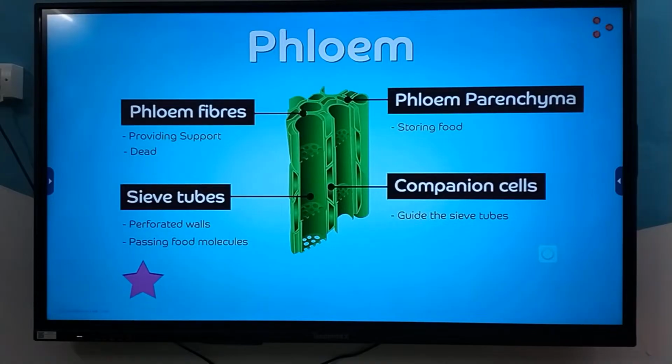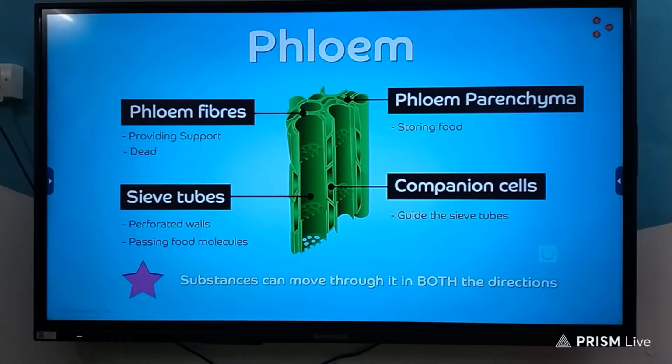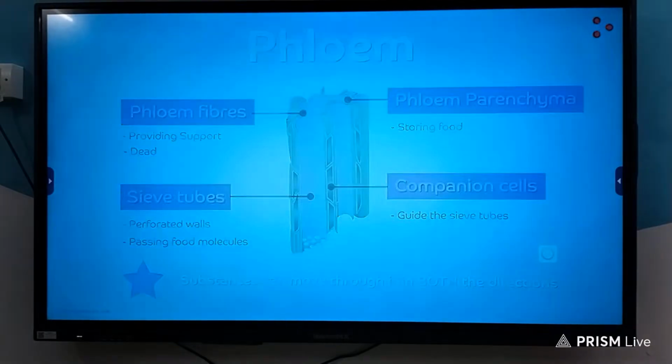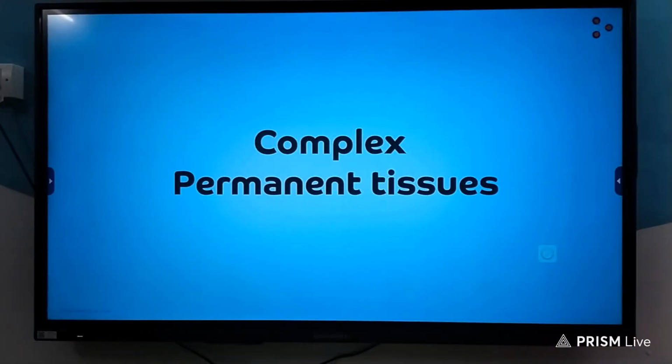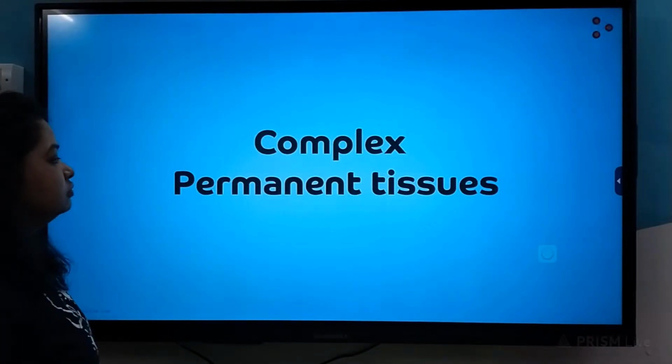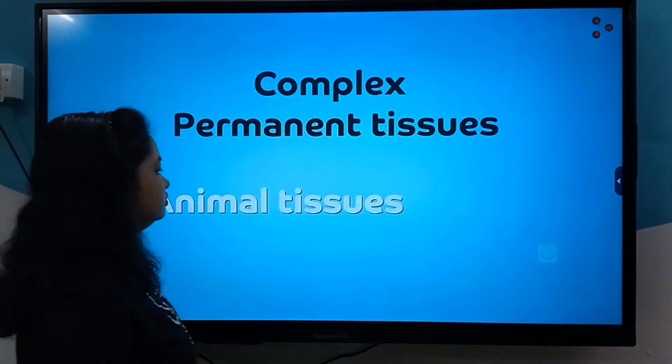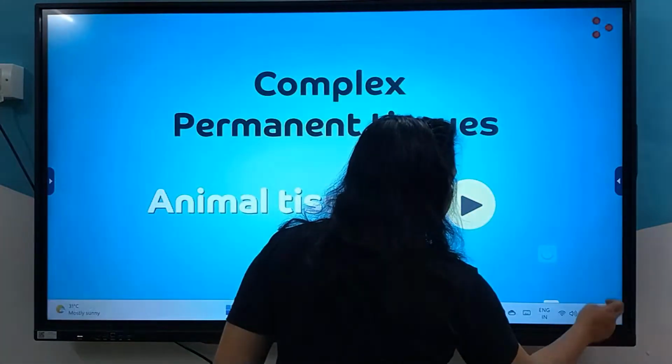The unique characteristic of phloem is that substances can move through it in both the directions, in contrast to xylem that conducts water vertically from roots to the leaves. Well, this was about the complex permanent tissues in plants. Now, after plants, we will discuss about animal tissues in the upcoming videos.